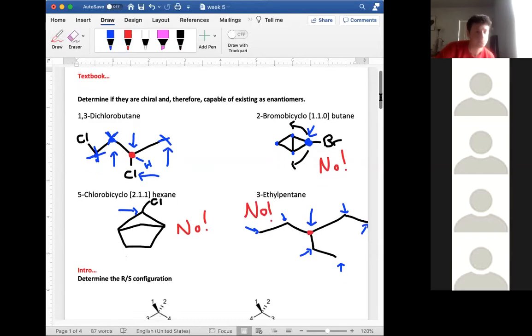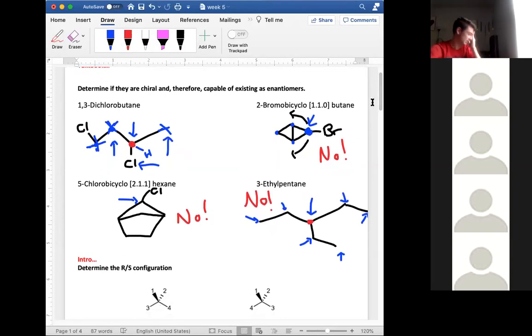So it's not going to get too complicated beyond that. If you know your rules of thumb, you know what you're looking for, then you can just apply that to almost all your other molecules.